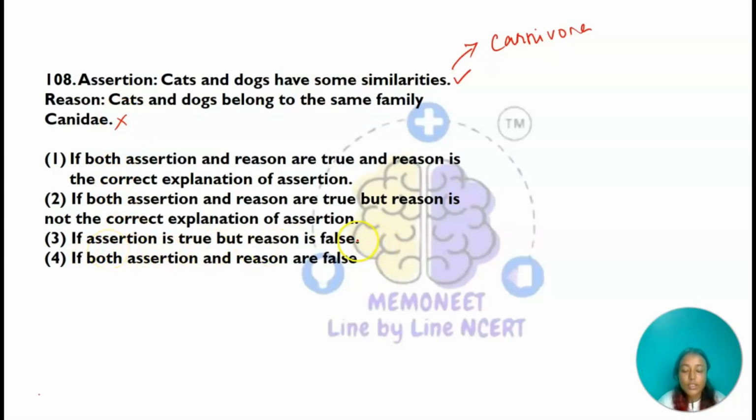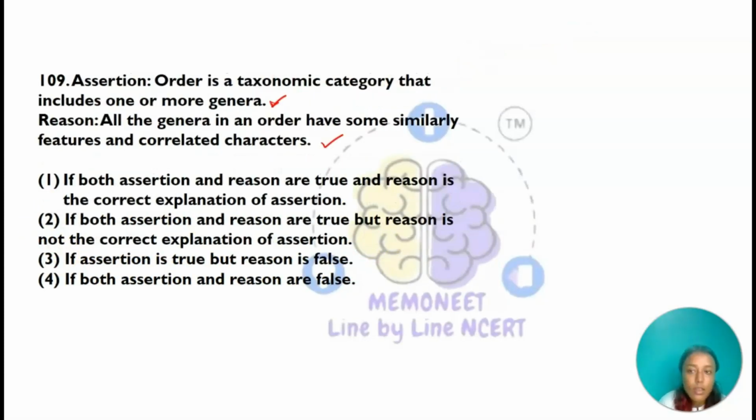Assertion is true, but the reason is false. So this is the correct answer, which is option 3. Let's move on to the next one. The given assertion is: the order is a taxonomic category that includes one or more genera. This is not true, because family includes the genera, not the order. Order includes the families, and the genus is a group having some similarity and correlated characters. Again, not true. So both assertion and reason are false.